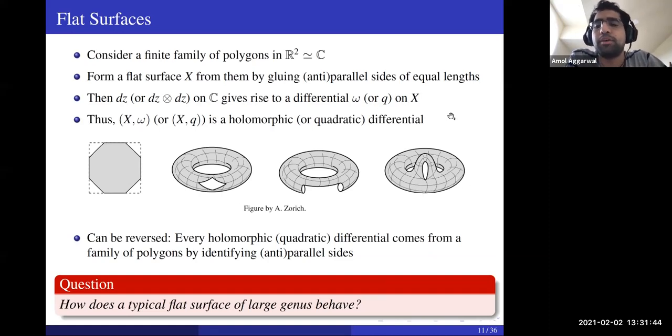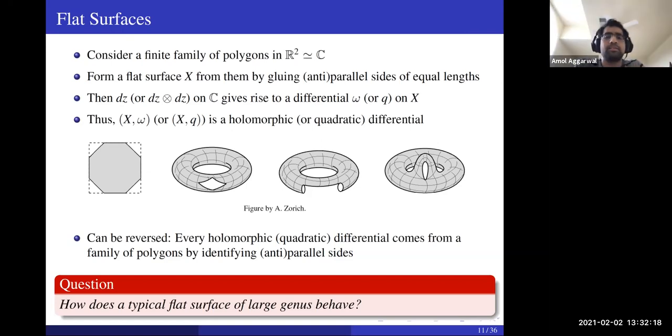So if I only am allowed to glue parallel sides, that will put me in the holomorphic land. If I also allow myself to reverse orientation, then I'll put myself in the quadratic land. But I form a flat surface X from these polygons by gluing these sides of equal lengths. So in particular, this dz, the standard holomorphic one form on C, will give rise to a holomorphic differential, or this dz tensor dz will give rise to a quadratic differential on the surface obtained by this gluing procedure.